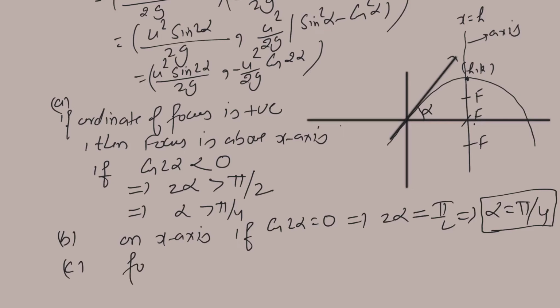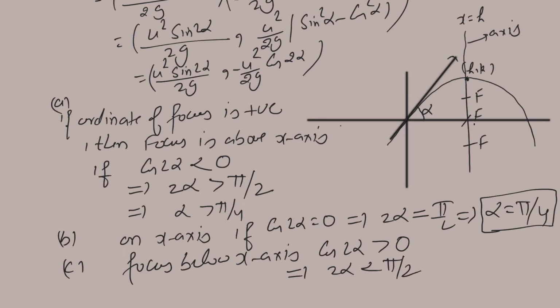Number 3, focus below the x-axis. It will be below the x-axis when this thing is negative. This is already negative, this thing is positive, so it will be below the x-axis. So if cos 2 alpha is greater than 0, that implies 2 alpha is less than pi by 2, which implies alpha is less than pi by 4.